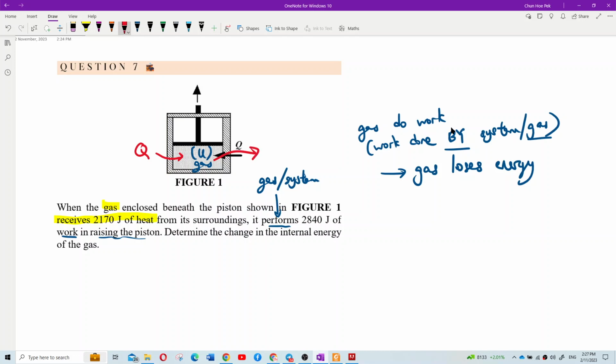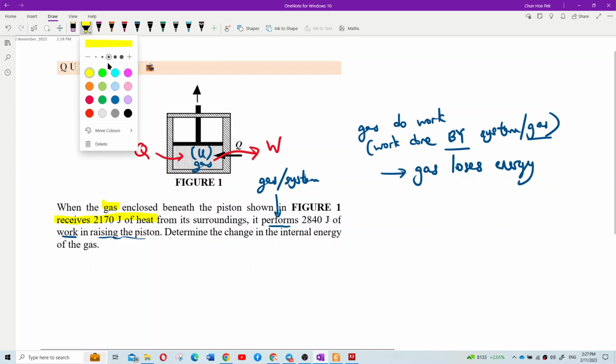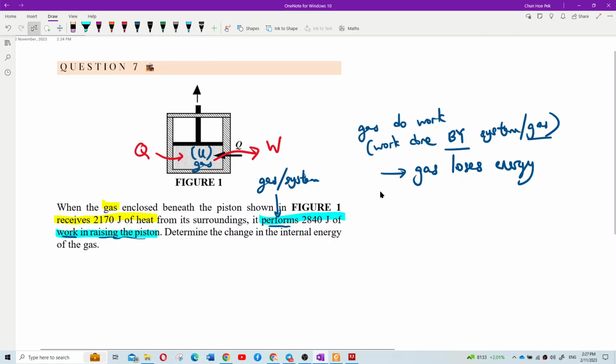Energy goes out. Work done goes out. Energy comes in, energy goes out, if it does work, it performs energy. So that means it receives this amount and loses this amount. So what's the change in internal energy? What is being asked? The change of internal energy means delta U. He asks for the change delta U.